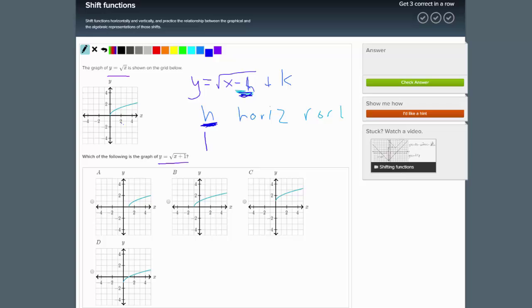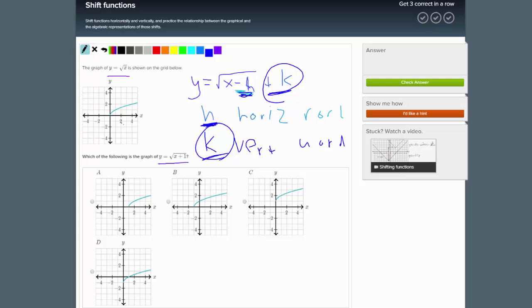Then k is my vertical shift, and that's up or down. Okay, positive k, these are the same signs. Okay, all right, so let's take a look at this thing.